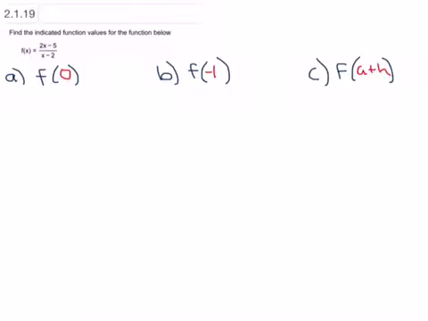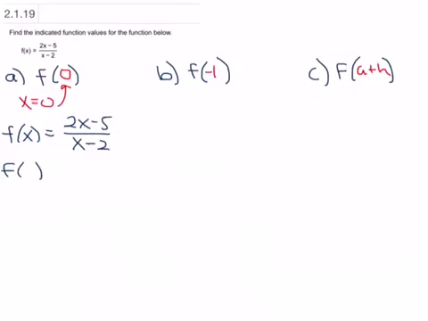And what the function notation means here is that for the function named f, we're going to be plugging in x equals 0 into our function. So here's how we do that. I'm going to take f of x, which was given by the formula 2x minus 5 divided by x minus 2. And everywhere I see an x, I'm going to replace it with some parentheses. So 2 parentheses minus 5 divided by parentheses minus 2.